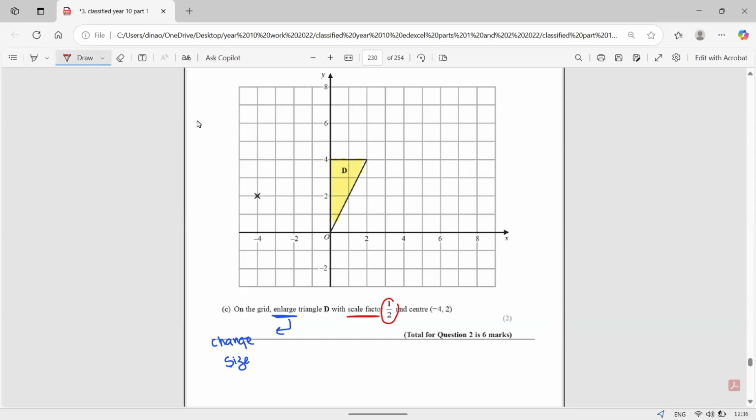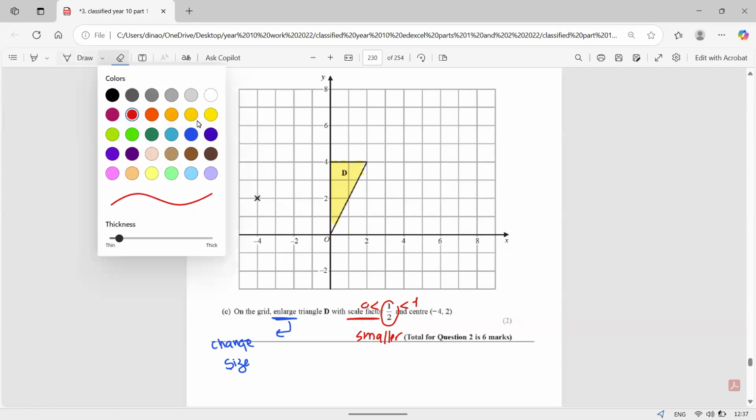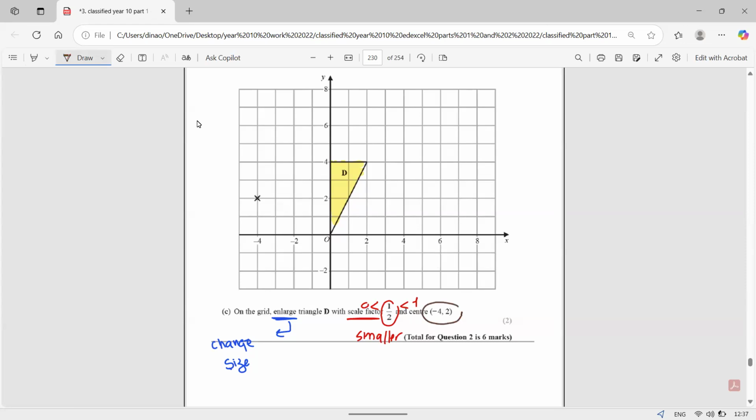This number is called a scale factor. If this number is greater than 1, your shape will become bigger. But as you can see, this scale factor is between 0 and 1, which means that in this case my shape will become smaller. I will make it half the size. And where will we draw it? We said I must be given a center point, an ordered pair, because this ordered pair will decide where I am going to draw my new shape.